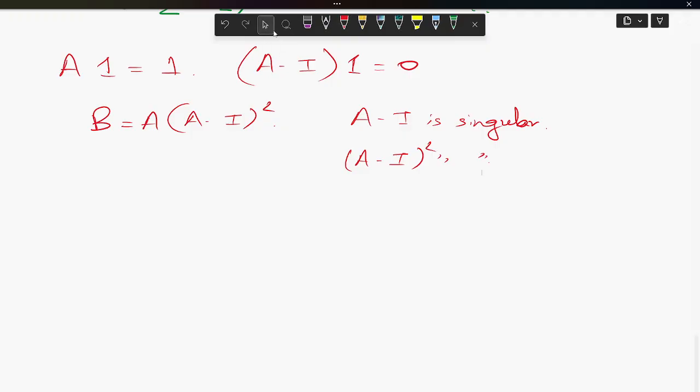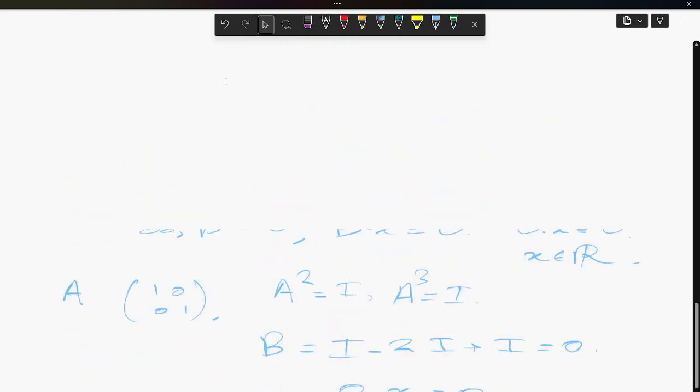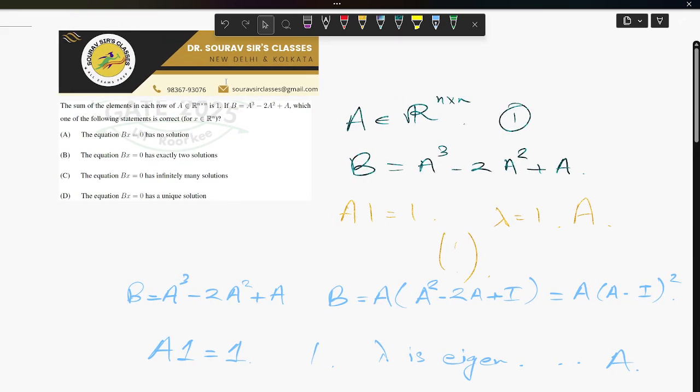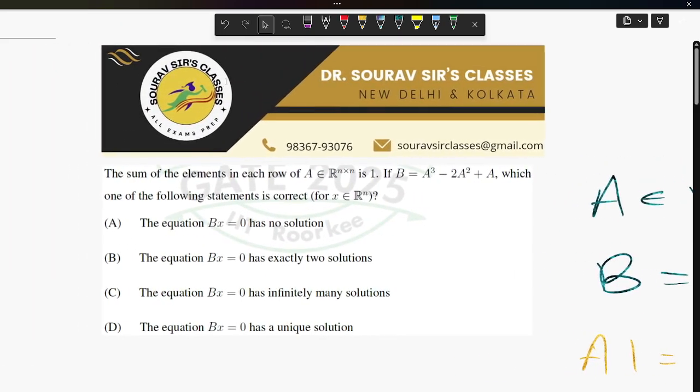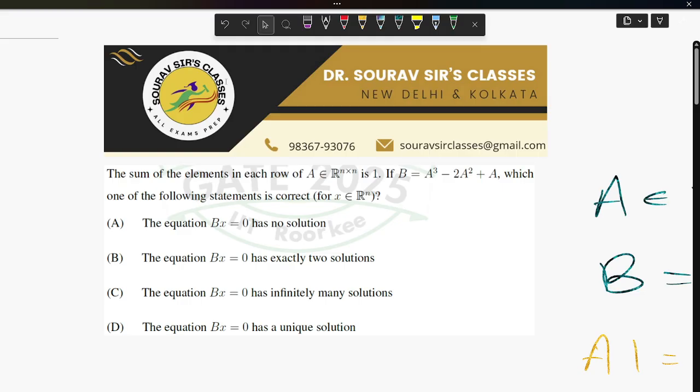Okay. So after carefully analyzing the properties of A and B and verifying with examples, we can easily say that the correct statement of this given question will be the equation Bx equals 0 has infinitely many solutions. Okay.